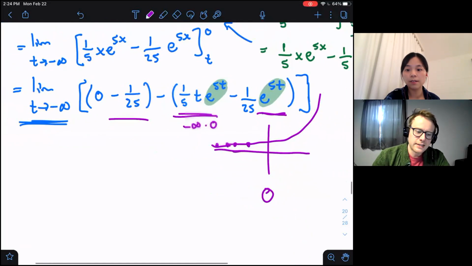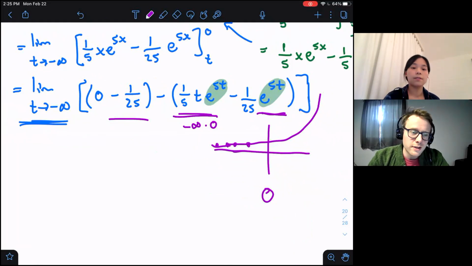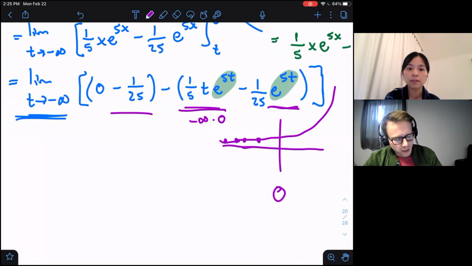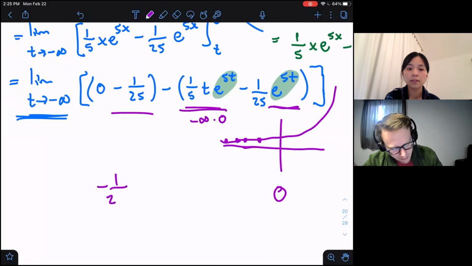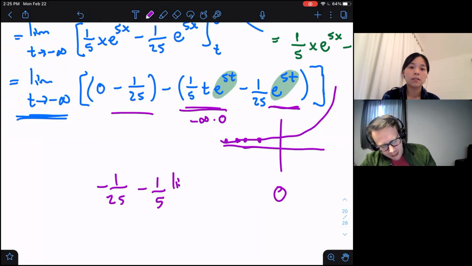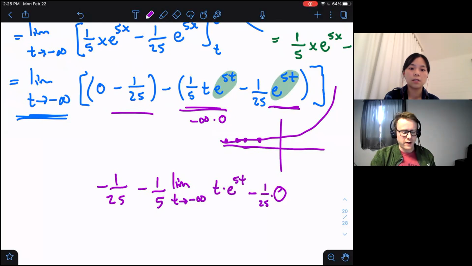So anytime that you have infinity times 0, this is one of the indeterminate forms. And so we need to spend a little bit of time trying to figure out how to evaluate this. You can see that quite often these things segue into a L'Hopital's rule style question. So let's write down what we have so far. We know that we have a negative 1/25, we know that we have minus 1/5 times the limit as t goes to negative infinity of t times e to the 5t, and then we have minus 1/25 times 0. That was our final bit.